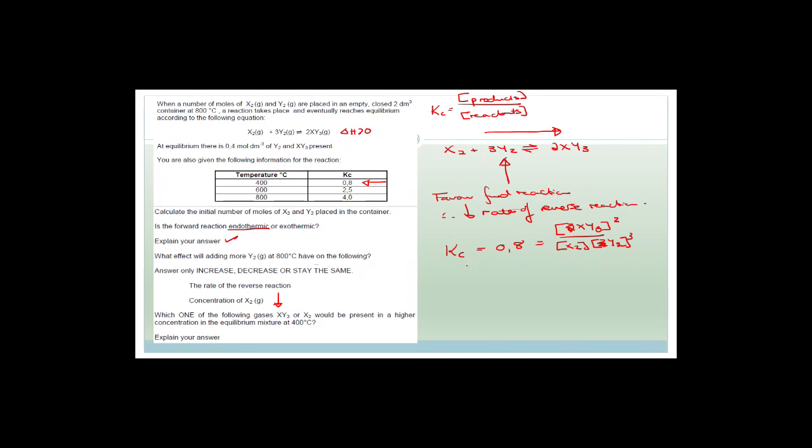Okay, but do you agree it's products over reactants? And if Kc is smaller than 1, it means that we've got more reactants. So the question is, which one of the following, XY3 or X2, would be present in higher concentration? The answer is X2, and the reason is Kc is smaller than 1, therefore there are more reactants than products. Or you could say that the equilibrium lies very much to the left, and therefore we've got a lot more of X2 and Y2.